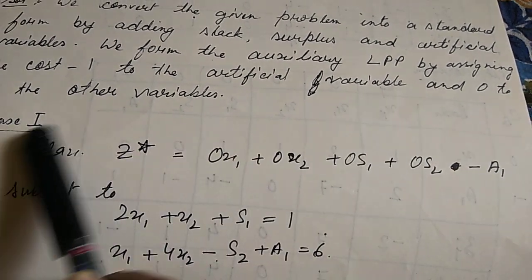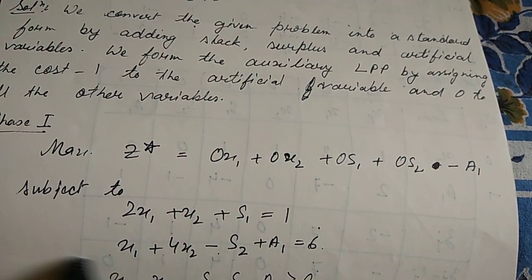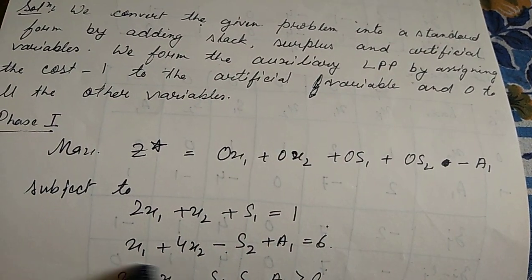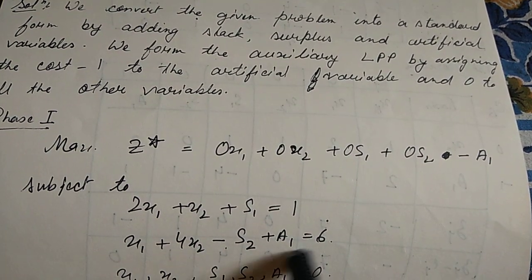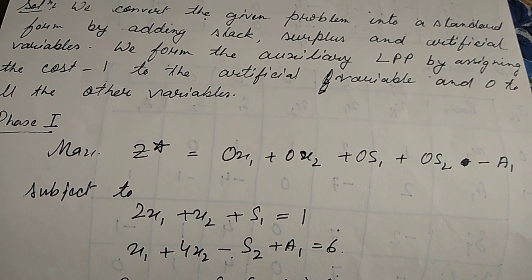So this is the new auxiliary LPP. This is an imaginary one. This has been assumed, and we will perform the LPP based on this, and then we will move on to phase 2 if we are allowed to.